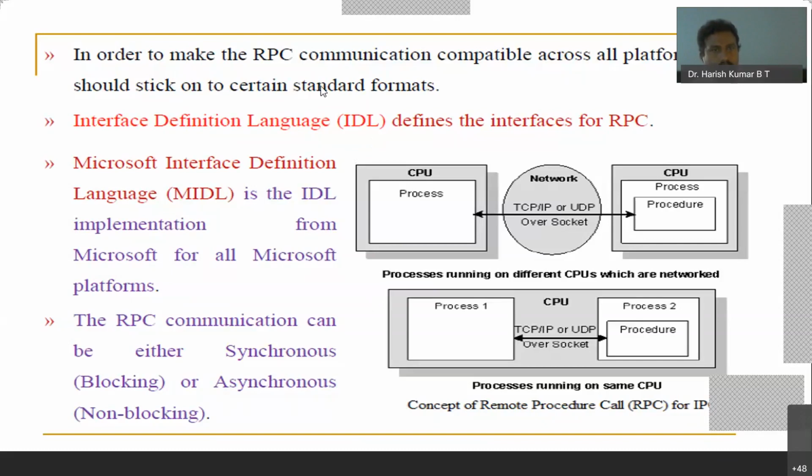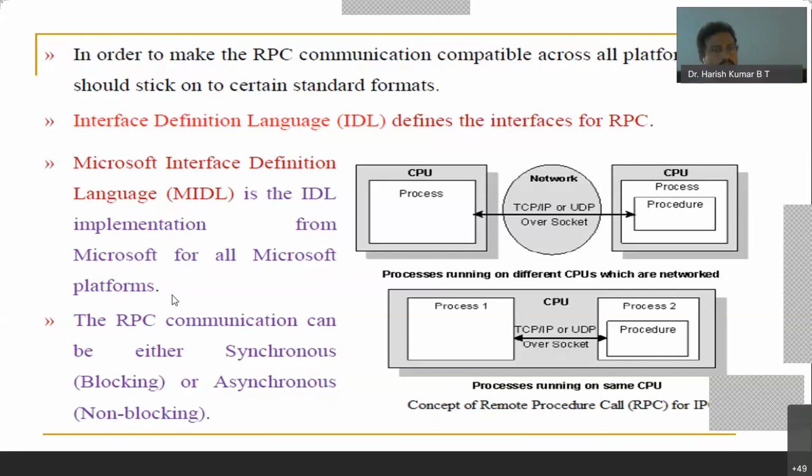In order to make RPC communication compatible across all platforms, it should stick to a certain standard format. Compatibility issues will happen because the platforms are different and hardware architectures are different. We are saying remote procedure call, calling a procedure running in a different process, and that process would be running on a different system with a different hardware architecture and a different operating system. So there is always platform incompatibility. But still, the remote procedure call should work efficiently.